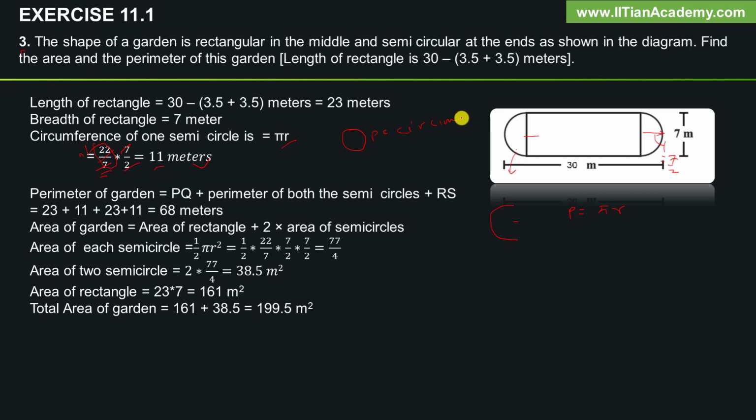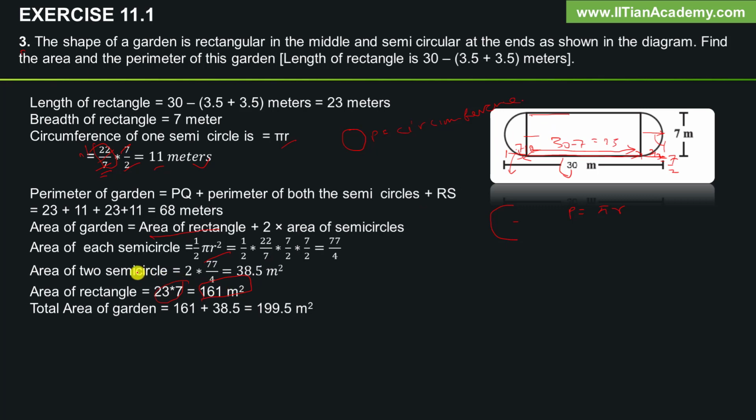Also, you can see in figure, length of rectangular shape is 20 minus half of 7 and another half of 7, which is 23 meter, and breadth is 7 meters. Hence, area of garden is area of rectangle plus 2 into area of semicircles. Area of rectangle is length into breadth. This is 23 into 7, and area of each semicircle is half into pi into r square. Hence, area of rectangle is 23 into 7 equals 161 meters square.